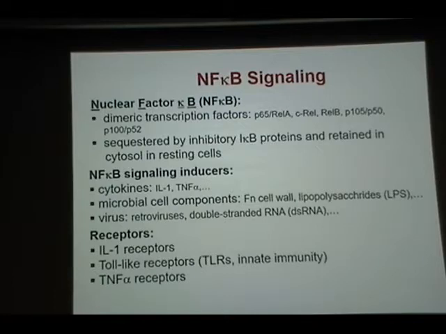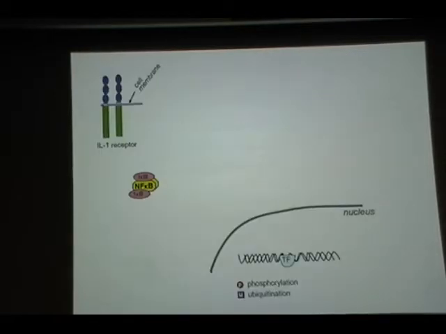Therefore, they are inactive. And there are many NF-kappa B signaling inducers, including cytokines like IL-1 and TNF-alpha, or microbial cell components like bacterial cell walls, lipopolysaccharides like LPS, and viruses. They can activate NF-kappa B, like retrovirus, and double-stranded RNA from different viruses. Another virus would be HIV. Receptors involved in NF-kappa B activation are IL-1 receptors, toll-like receptors, also called TLRs, which are involved in innate immunity, and also TNF-alpha receptors. All of these receptors will stimulate NF-kappa B activation. So just like I mentioned, in resting cells, NF-kappa B is sequestered.